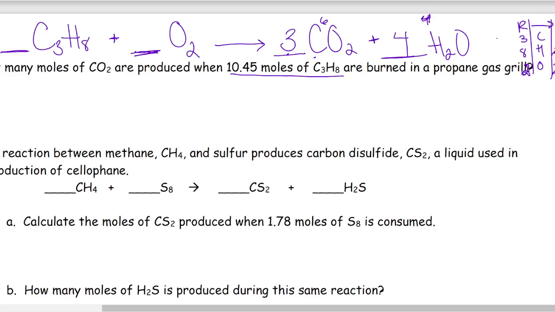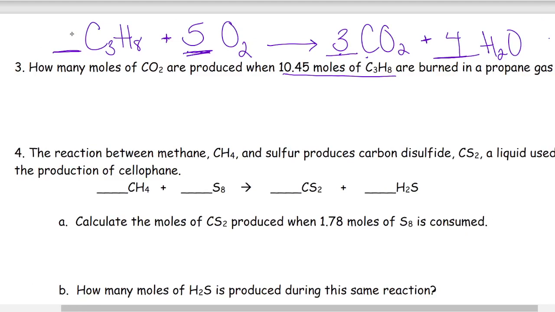So I'm just going to erase because I don't have space. 3, 3, 8, 8, 2, and 10. So if I needed this count to end up equaling 10, in front of O2, what coefficient would help me? 5. Good. I'll erase those so they don't confuse us. So then 5 times 2 gives me 10 oxygens. And then finally, my last coefficient would just be a 1.